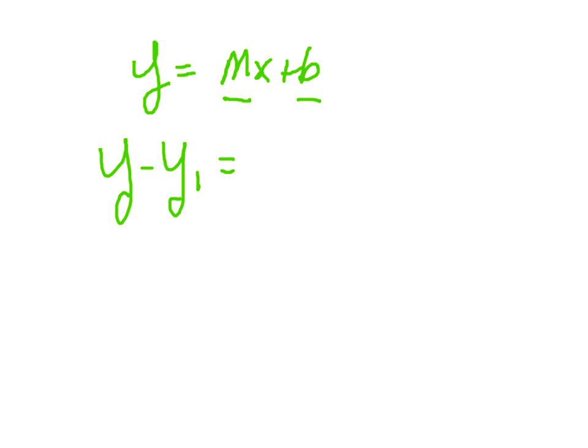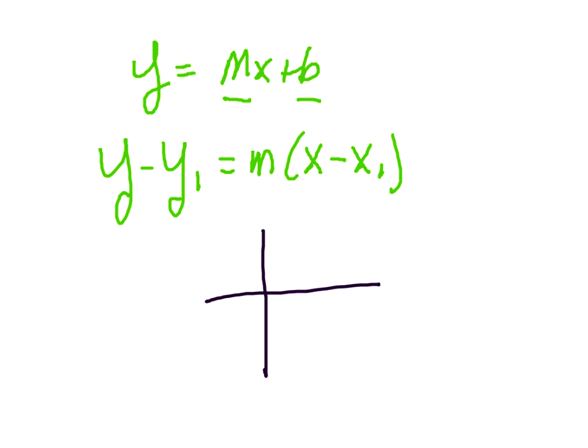y minus y1 is equal to m times x minus x1. So keep that in mind. All right, so those are two formulas about a line. Now remember how this works.